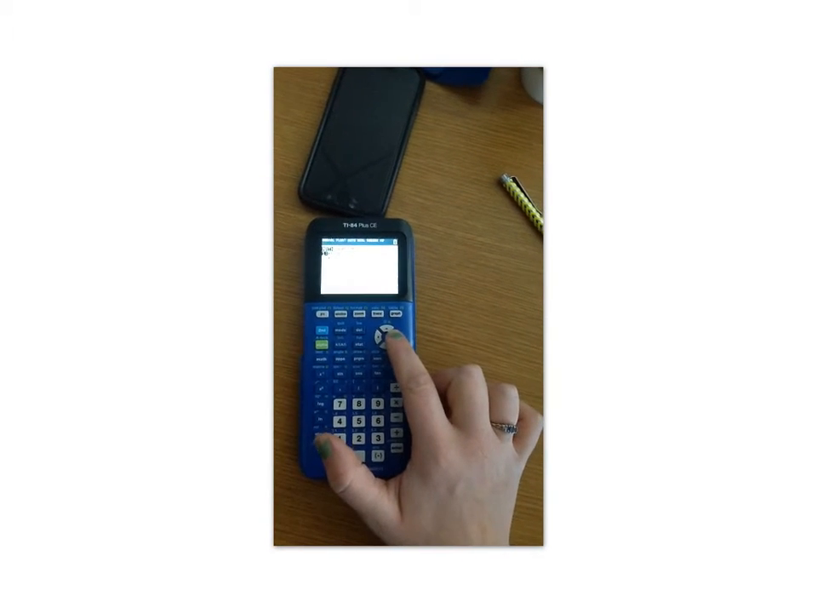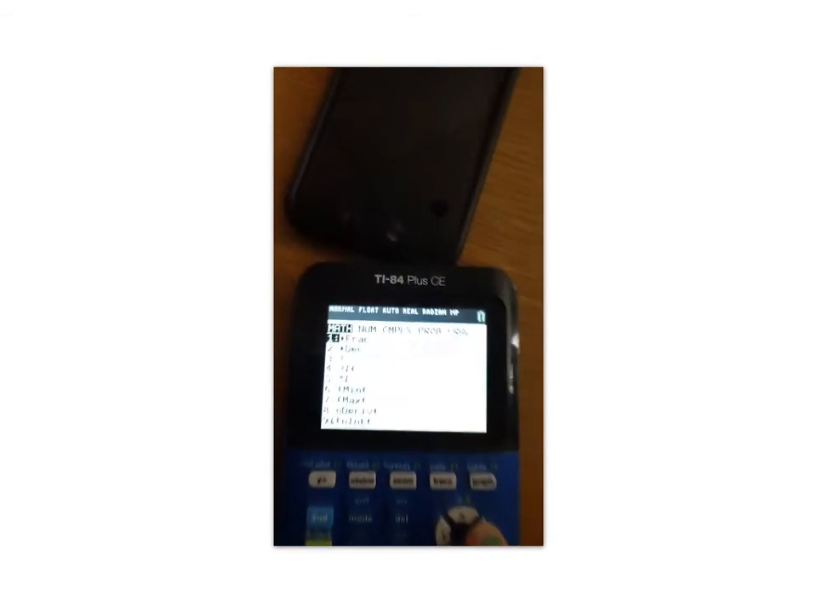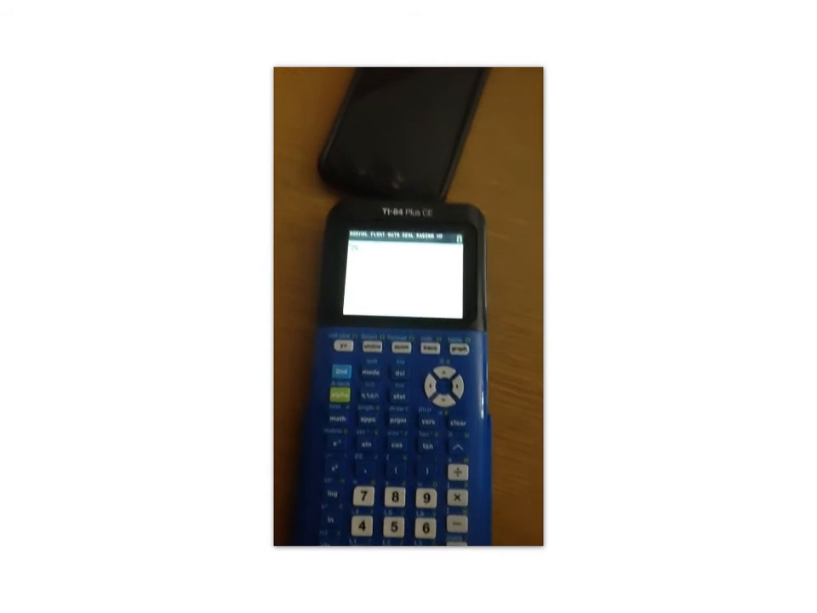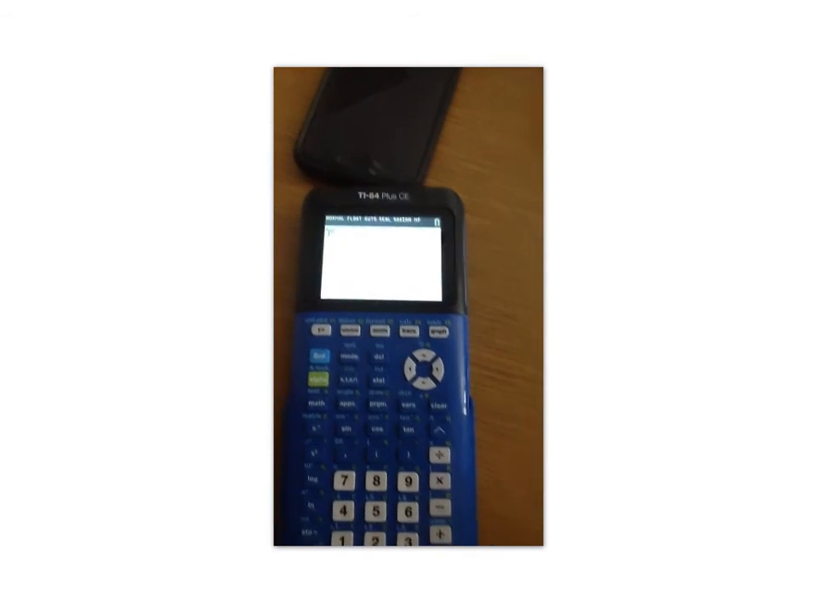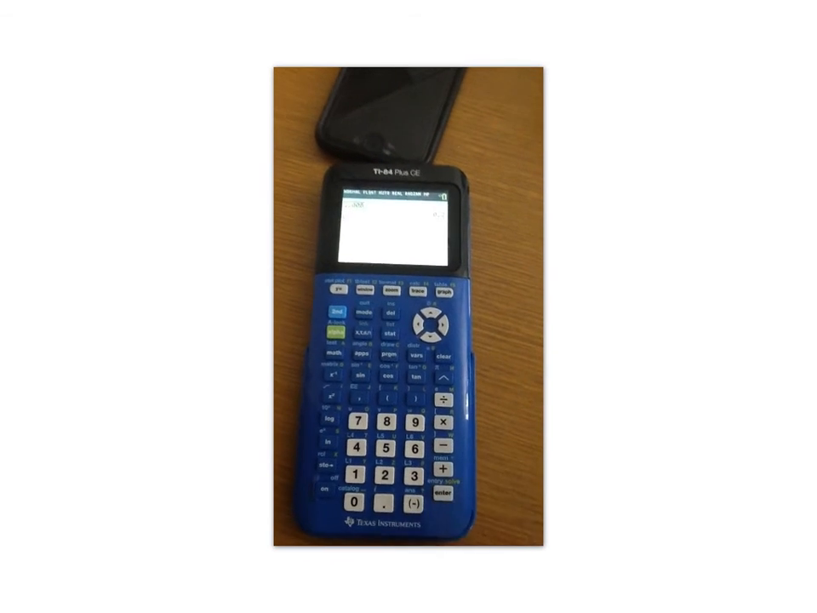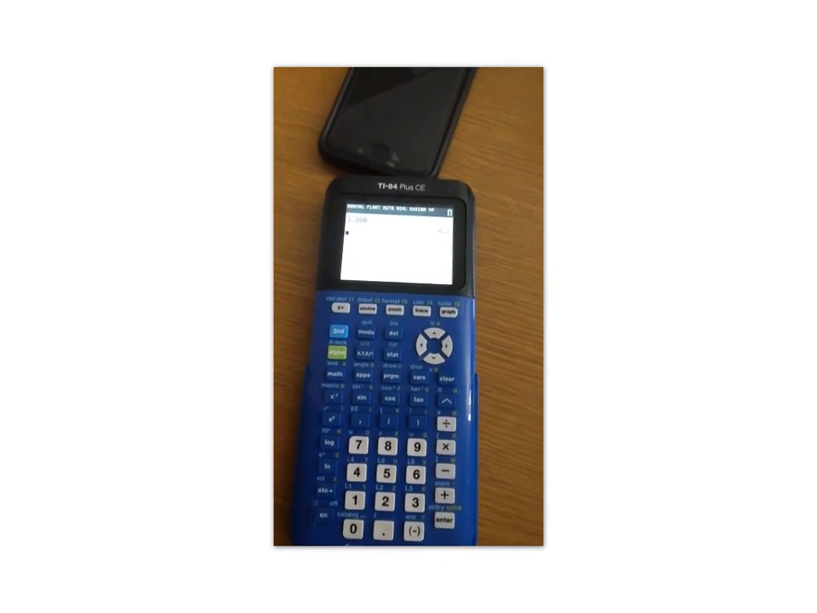Right there's math. Then right down here, if you scroll down using that button right there, and then push enter. And then you put any cubic root you want. So the first one was 0.008. So my cubic root would be 0.2.